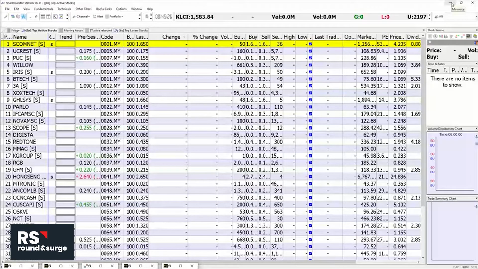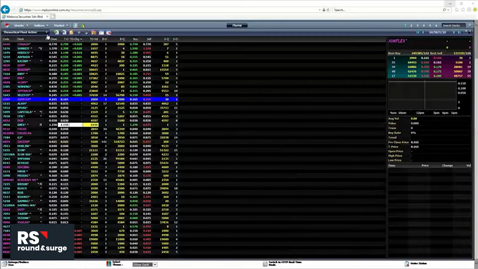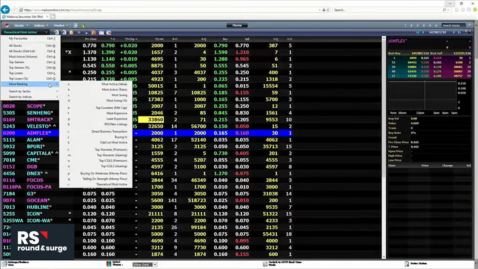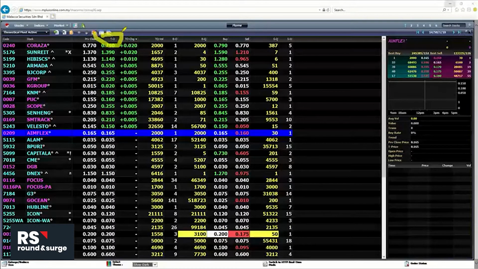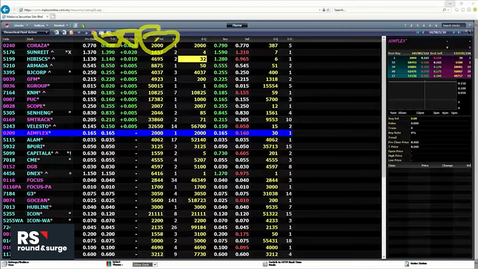Let me explain to you guys, for some of you who are new here. Pre-open market, what we do is that we will select the stocks from the theoretical most active. You can see from here, the drop-down list, go for theoretical most active. Alright, so here are a few things that I need you guys to set into it, which is the TO price, TO change, and TO volume.